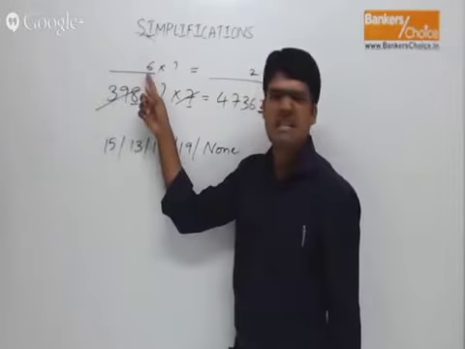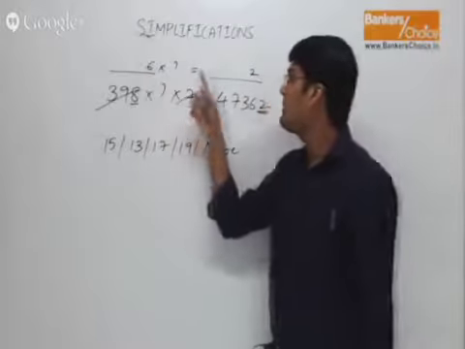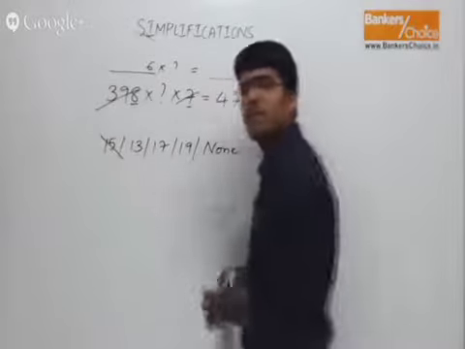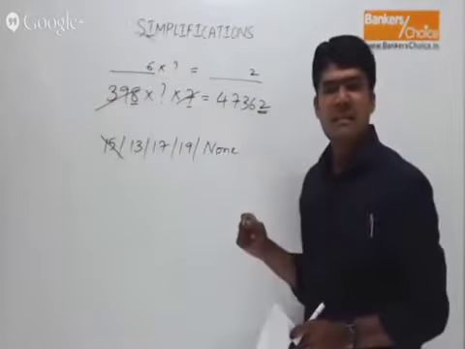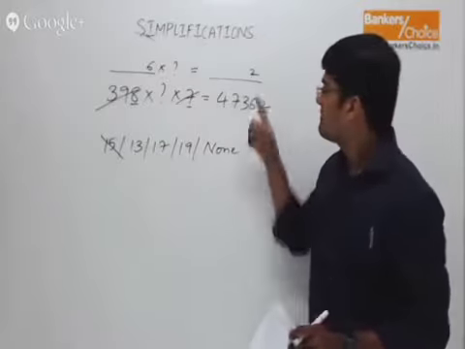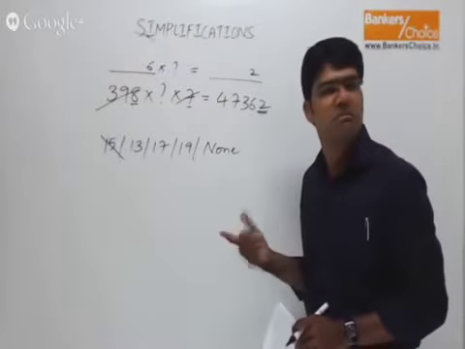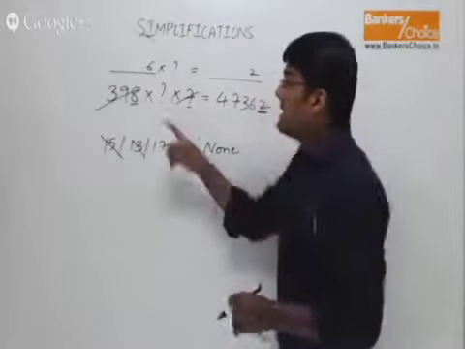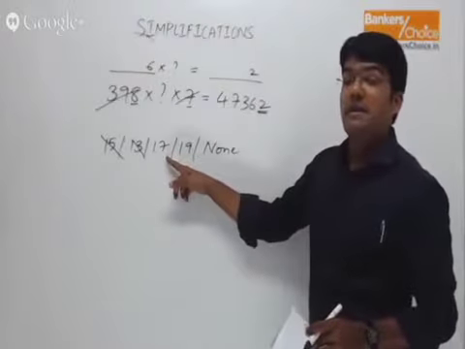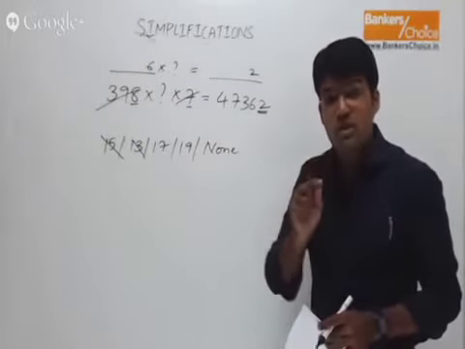5. 5 into 6 is what? It ends in 0. What we want here? 2. Not possible. 3 into 6, 18. What we have here is 2. Not possible. 6 into 7, units place here. 6 into 7, 42. 42 ends in 2.